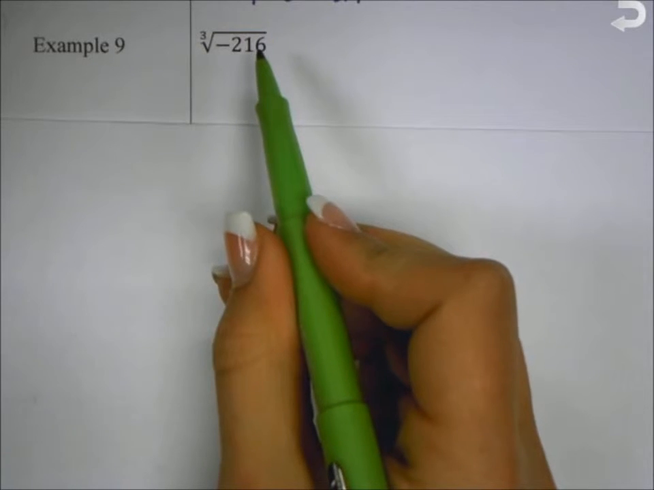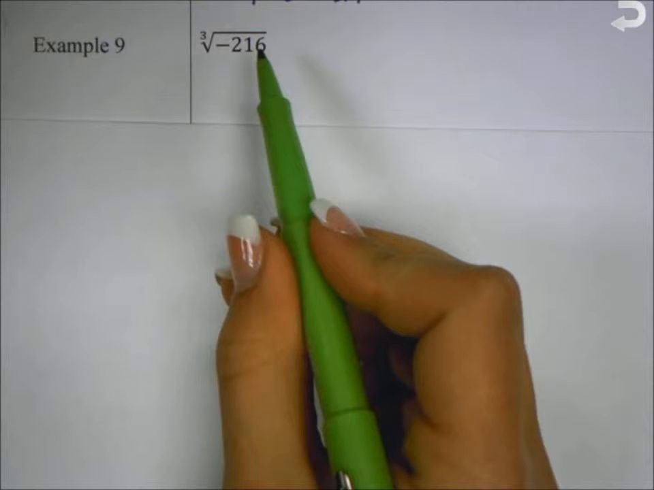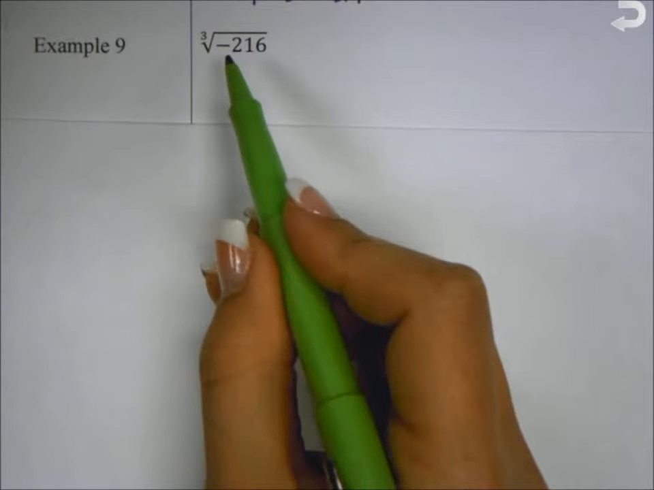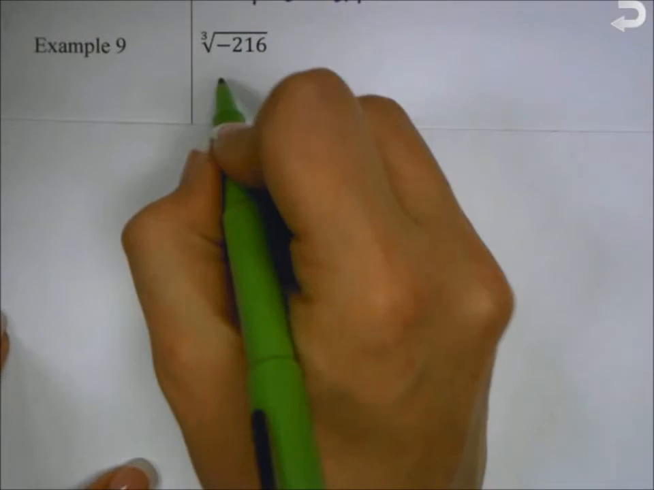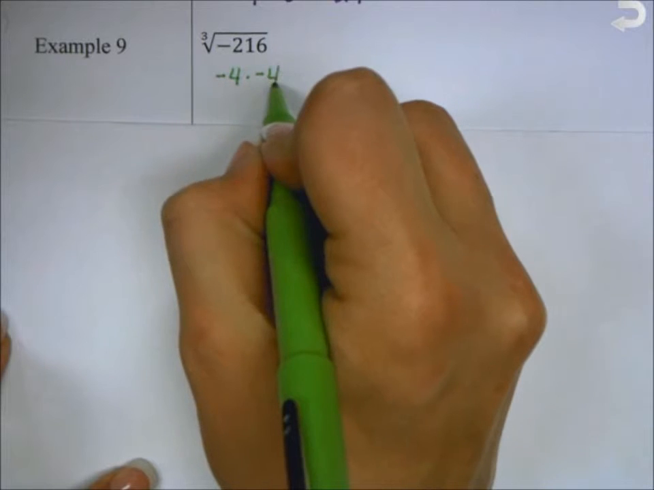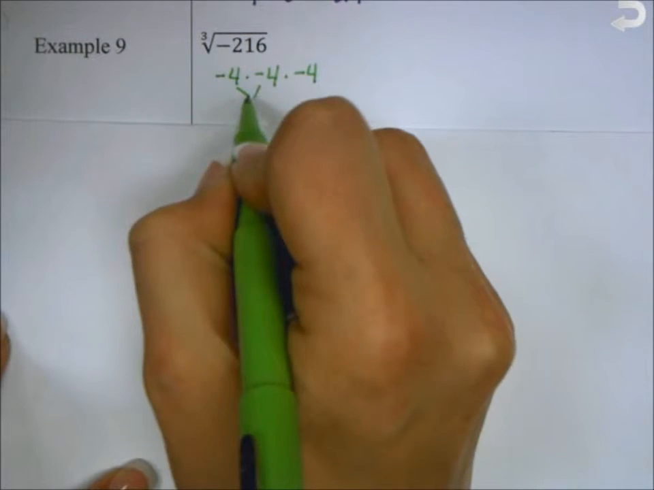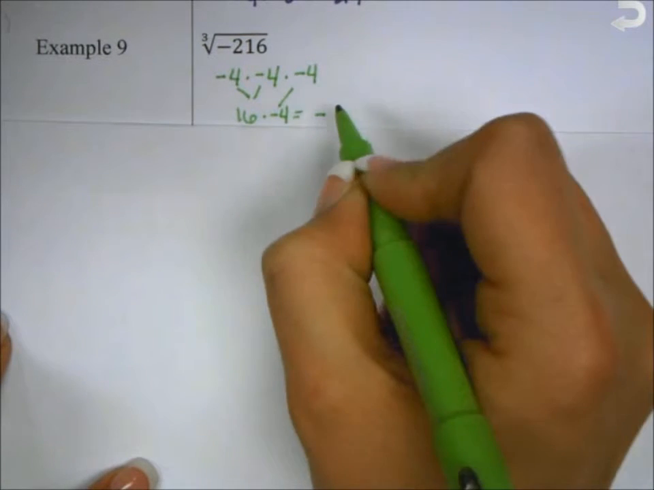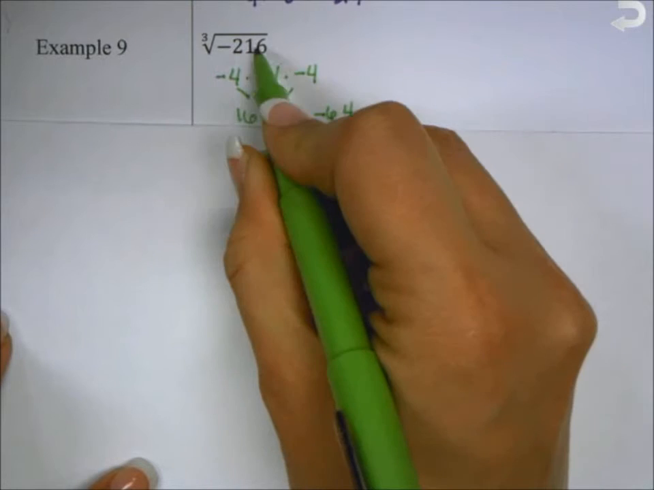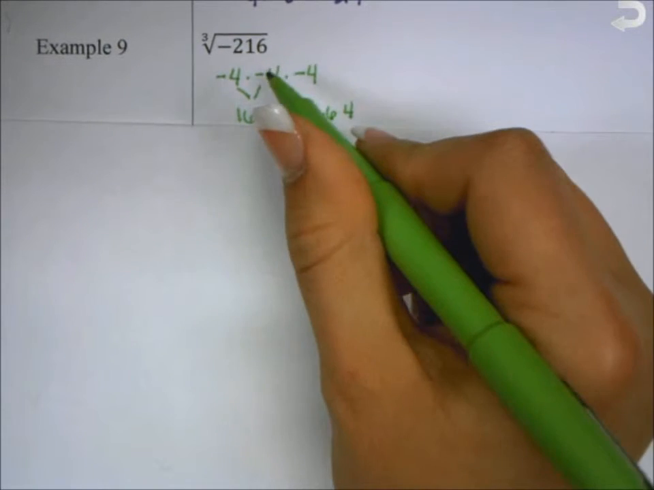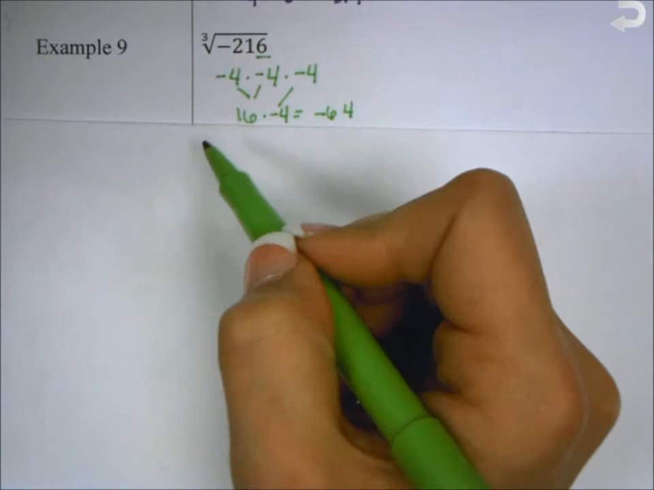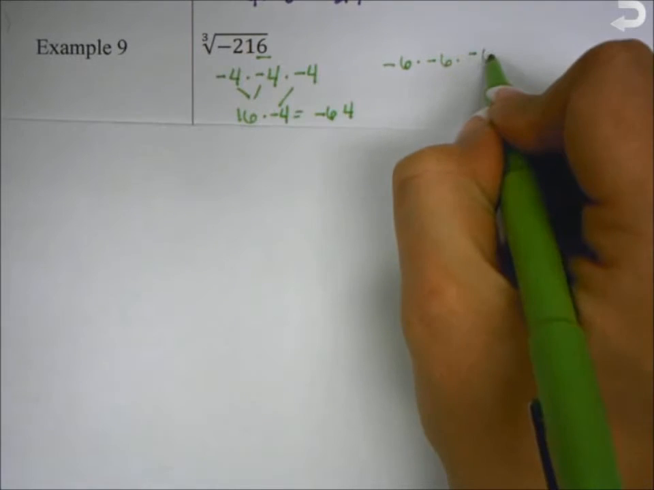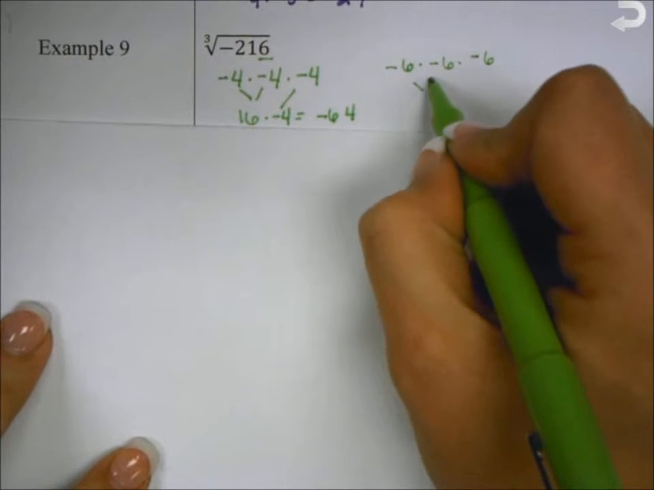So maybe, I would think maybe 5, but this number doesn't end in 5. So let's try 6. So negative 6 times negative 6 times negative 6. That's going to give me positive 36 times negative 6. And positive 36 times negative 6 gives me negative 216. So the cube root of negative 216 is going to be negative 6. So sometimes we might need to guess and check for some of these, but it should still never be anything bigger than what you can do by hand. So you do not need a calculator to do these problems.